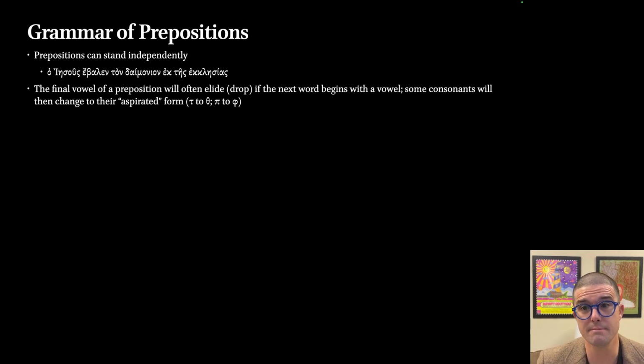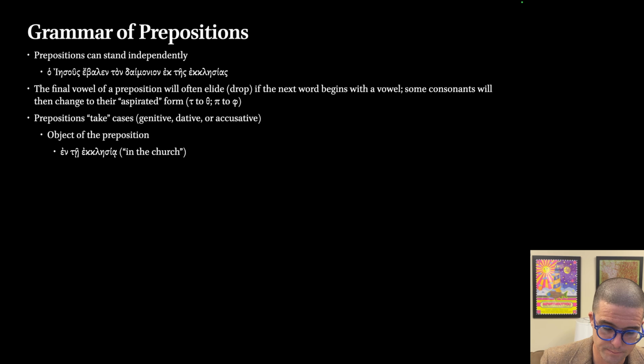And when this happens, sometimes you will see with prepositions that end with a vowel, that final vowel is going to drop off. That is called elision, or it will elide if the next word begins with a vowel. That is for the purpose of pronunciation. If you have two vowels, it's easier to have a consonant and then a vowel for the purposes of pronunciation. And you'll also see, as I noted, that some consonants will change to a different form, particularly their aspirated form. Aspirated means they get a s sound in there, which you can hear in that term, aspirated.